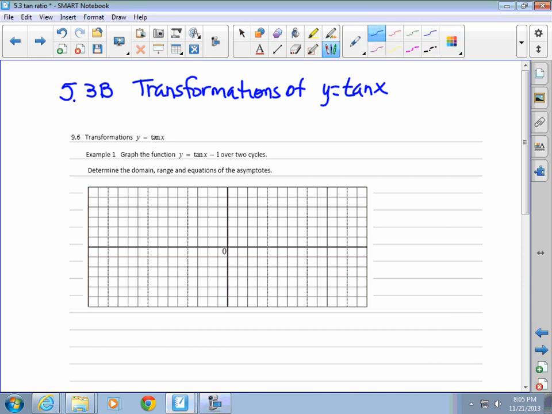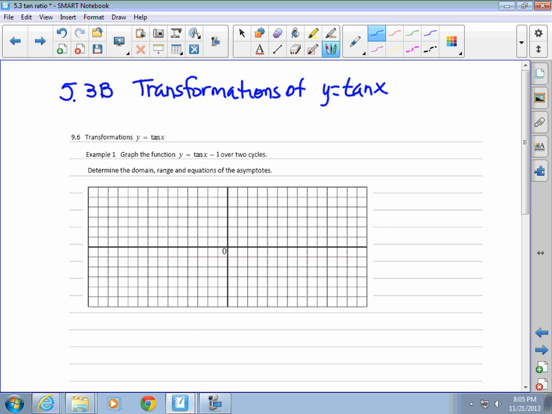So the first one says, graph the function y is equal to tan x minus 1 over 2 cycles. Determine the domain, range, and equations of the asymptotes. Okay. So the first thing we want to do is same thing as we did in the sine and cos. We want to do those transformations first, where we are putting in our vertical displacement and our phase shifts.